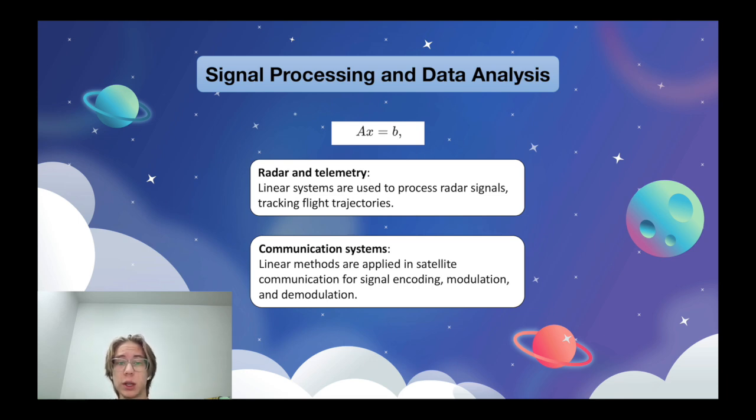For the conclusion, I would like to say that linear systems in aerospace engineering are a powerful tool that simplifies complex tasks related to the motion, control, and design of aircraft and space systems. They provide the foundation for reliability, precision, and efficiency in the high-tech field.